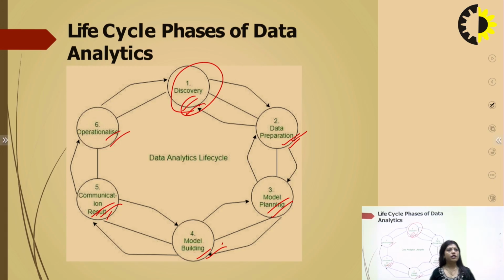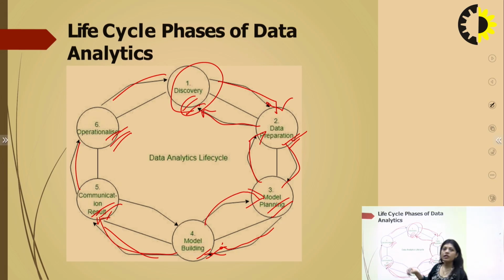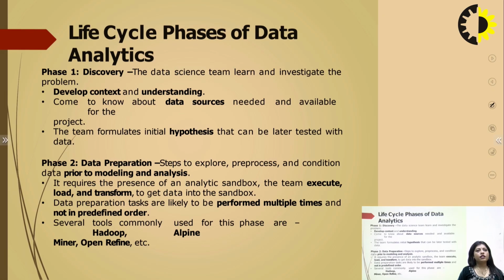In operationalize, we perform some operations, and in this phase the data is ready to use in the market, and this cycle is in a repetitive manner. You can see with the arrows that this cycle is repetitive. And this arrow shows that you can give feedback to the previous step. So let's discuss in detail all the steps of the life cycle.